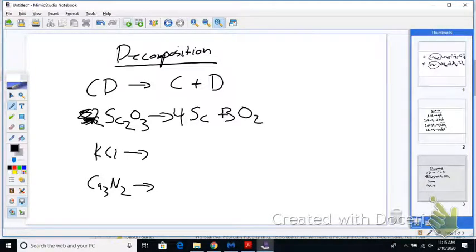Okay, so these last two, split apart, K and Cl, chlorine, you have to have 2 of them. So it'd be 2 in front of KCl and 2 in front of K.